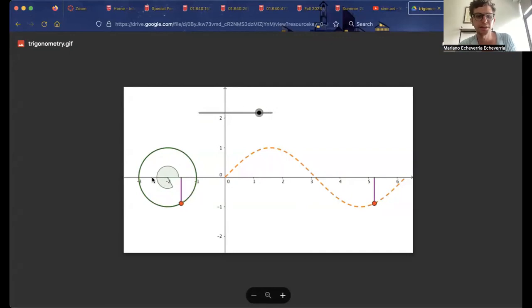I don't know if you can see it, but let's wait for it to return. If you keep track of this vertical segment, it starts at 0, keeps growing until it gets to the North Pole. Then it goes to 0 again at the equator, and then it becomes negative. It grows in the negative direction until it goes to the South Pole, and then it goes to 0 again.